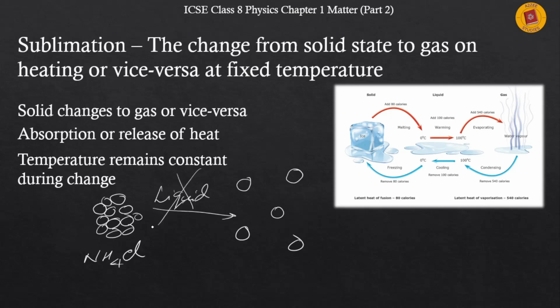This is the property. Another example, as I have said before, is solid carbon dioxide, solidified carbon dioxide. It is also known as dry ice. If we keep it, it will get converted to carbon dioxide gas without coming to the liquid state. This is known as sublimation.